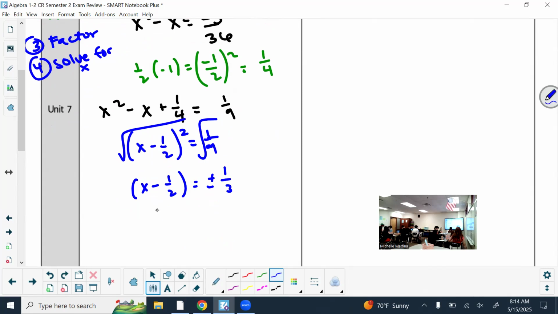Opposite of subtracting 1/2 is... Do that on both sides. And don't forget to solve for both cases. Anytime you square root, you have actually technically 2 answers.